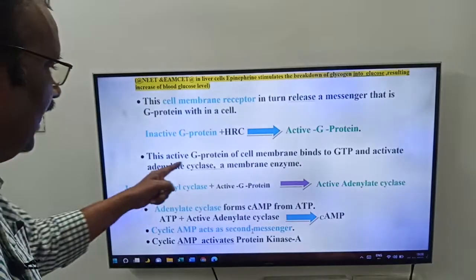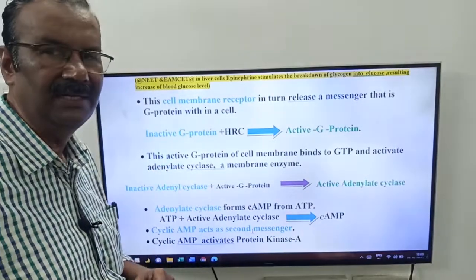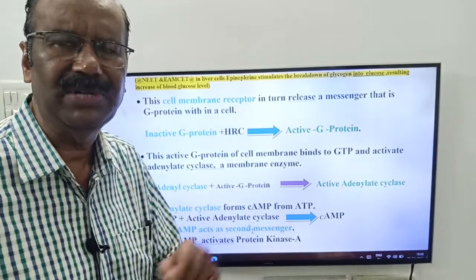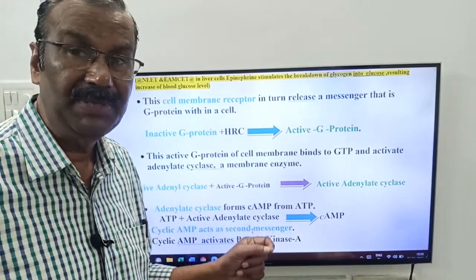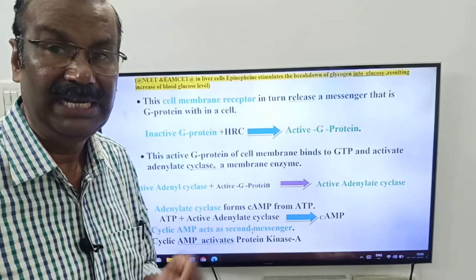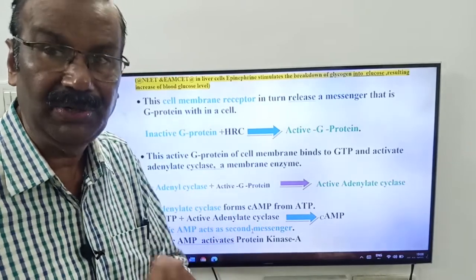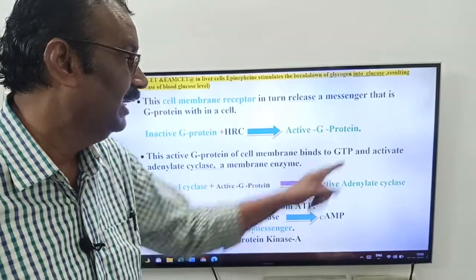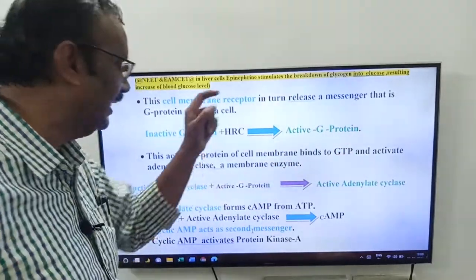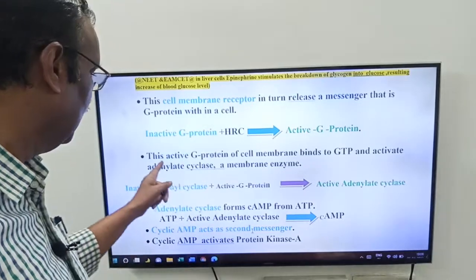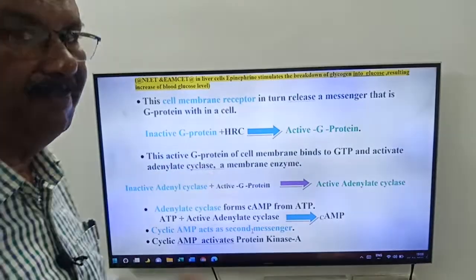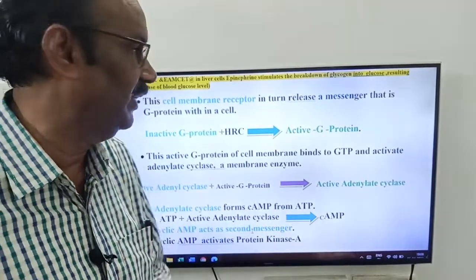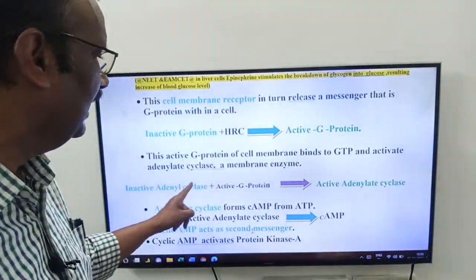See, friends, this active G protein of the cell membrane binds to GTP, friends. ATP means adenosine triphosphate. GTP means guanosine triphosphate, friends. ATP, GTP, CTP, TTP, you have to remember it, friends. GTP means guanosine triphosphate, and it activates adenylate cyclase.